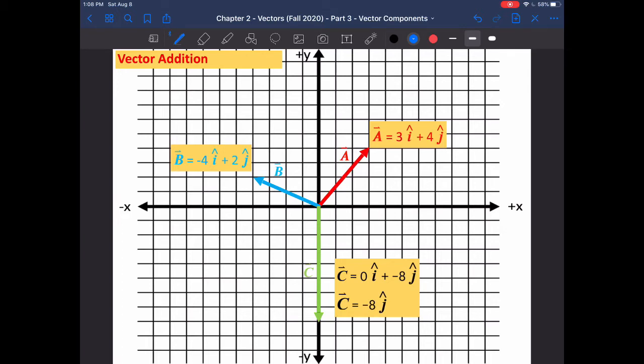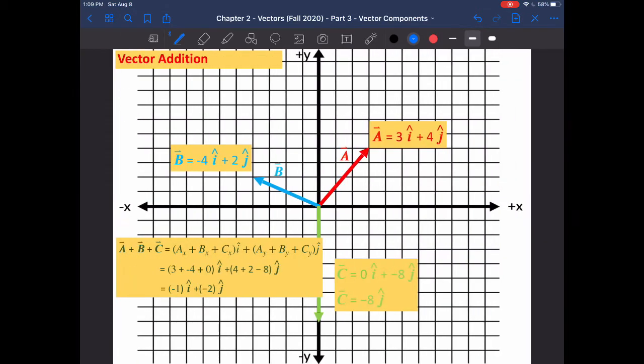When you write a vector like this, you don't always have to write the i hat. Since its component is 0, you could just leave that out and just write C is equal to minus 8 j hat. Either of these statements is okay. So if you ever see me write a vector like this, C is equal to minus 8 j hat, that's implying that it has no x component, that it has 0 i hat. Okay, so let's add these three vectors together.